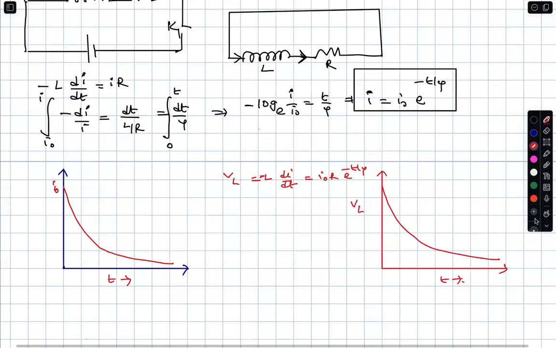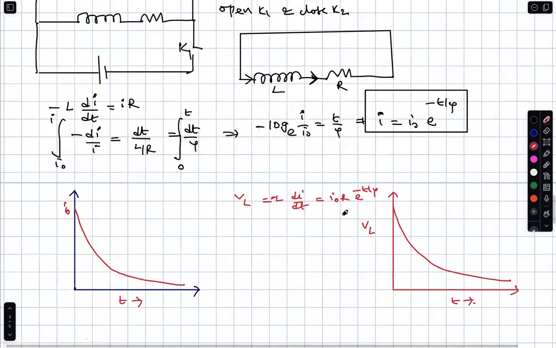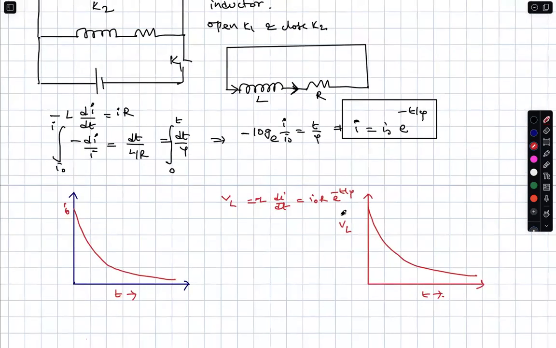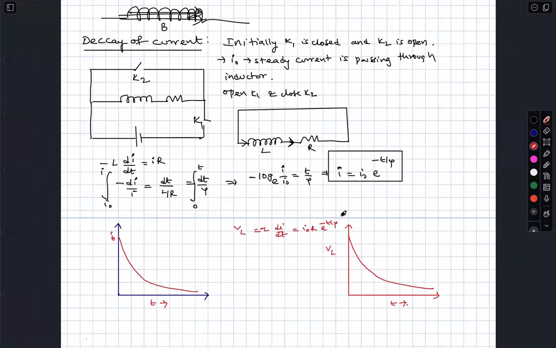Okay, so it is a simple decay case, right? There is power being lost all the time; whatever is given out to the resistor, it gets heated, right? Now, please tell me, do you have any doubt in this part? Decay of current part. Any student? Please ask me.